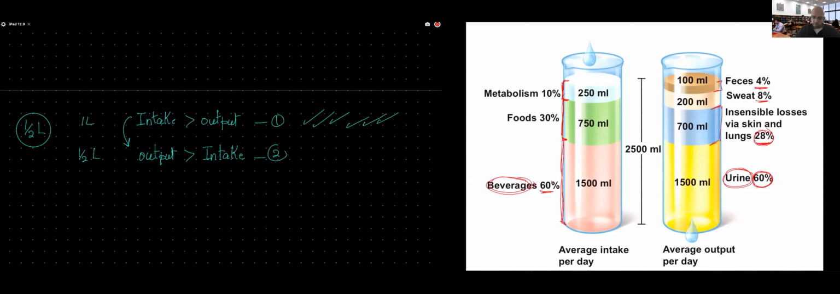So which one is greater now? Intake or output? Yes, they are equal. Intake needs to be equal to the output. You see here, a liter and a half is lost in the urine. It's equal to the liter and a half that you are drinking. And the other liter that you're getting from metabolism and food is equal to the liter that you're losing with the feces, sweat, and insensible water loss through respiration and skin.